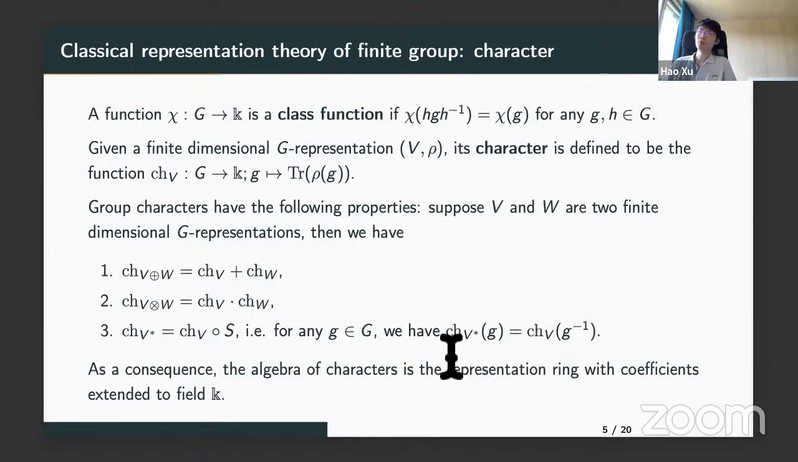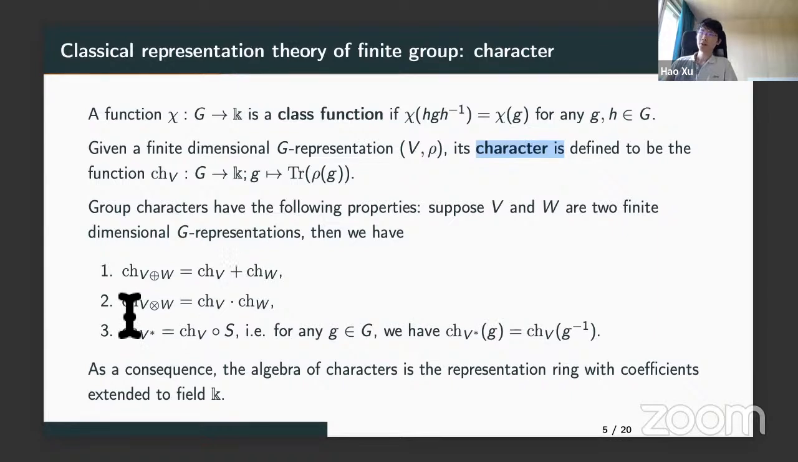To study the representation ring, we need the character theory. So a function on group G is a class function if it is invariant under the conjugation G action. Given a finite dimensional G representation, we define its character to be just the trace of the corresponding G action. Group characters have the following properties. First, it is additive in the sense that it sends direct sums into a sum of class functions. So by the way, characters are by definition class functions.